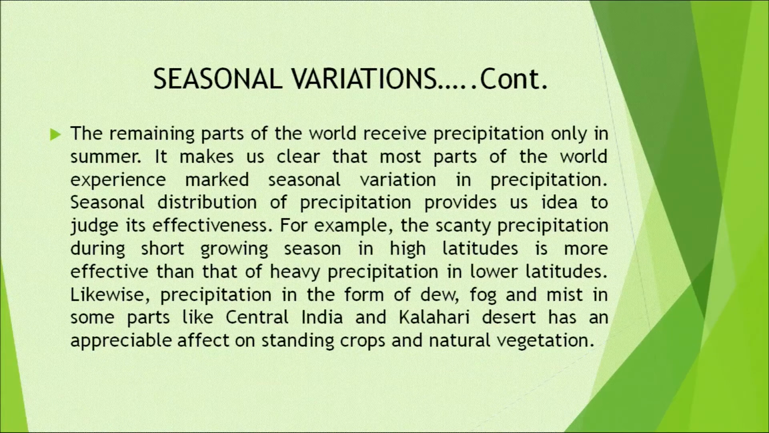Seasonal distribution of precipitation provides us an idea to judge its effectiveness. For example, the scanty precipitation during the short growing season in high latitudes is more effective than that of heavy precipitation in lower latitudes. Likewise, precipitation in the form of dew, fog and mist in some parts like central India and the Kalahari Desert has an appreciable effect on standing crops and natural vegetation.